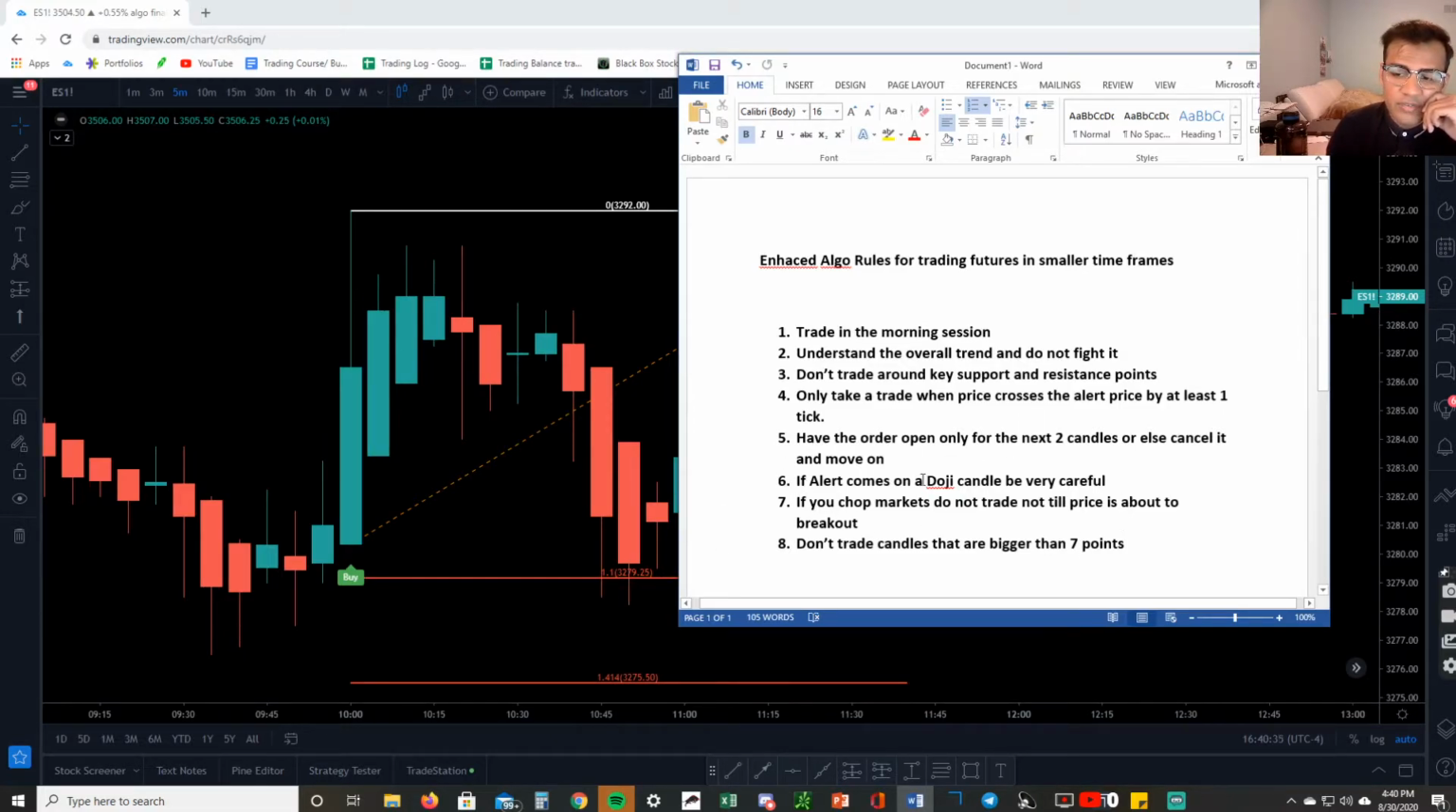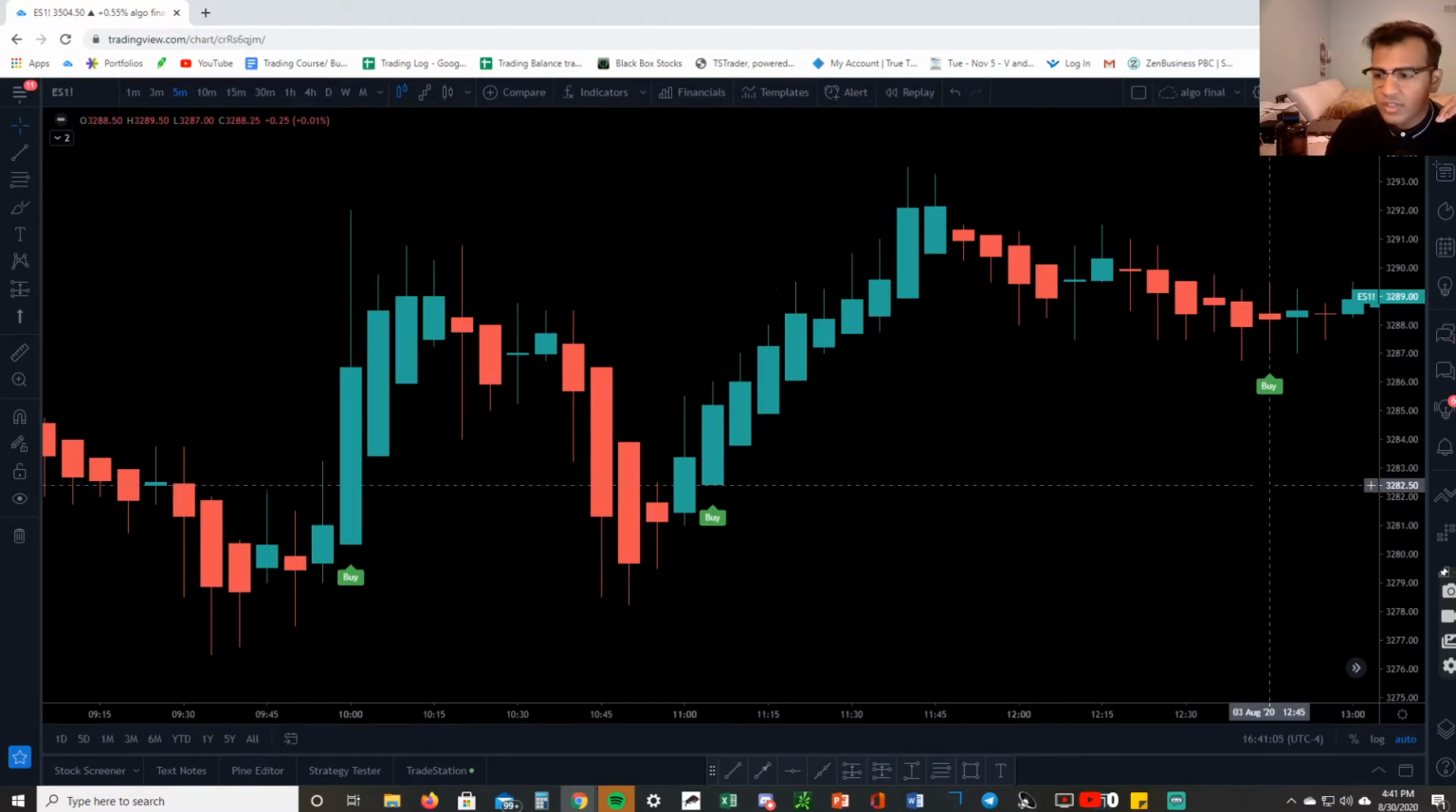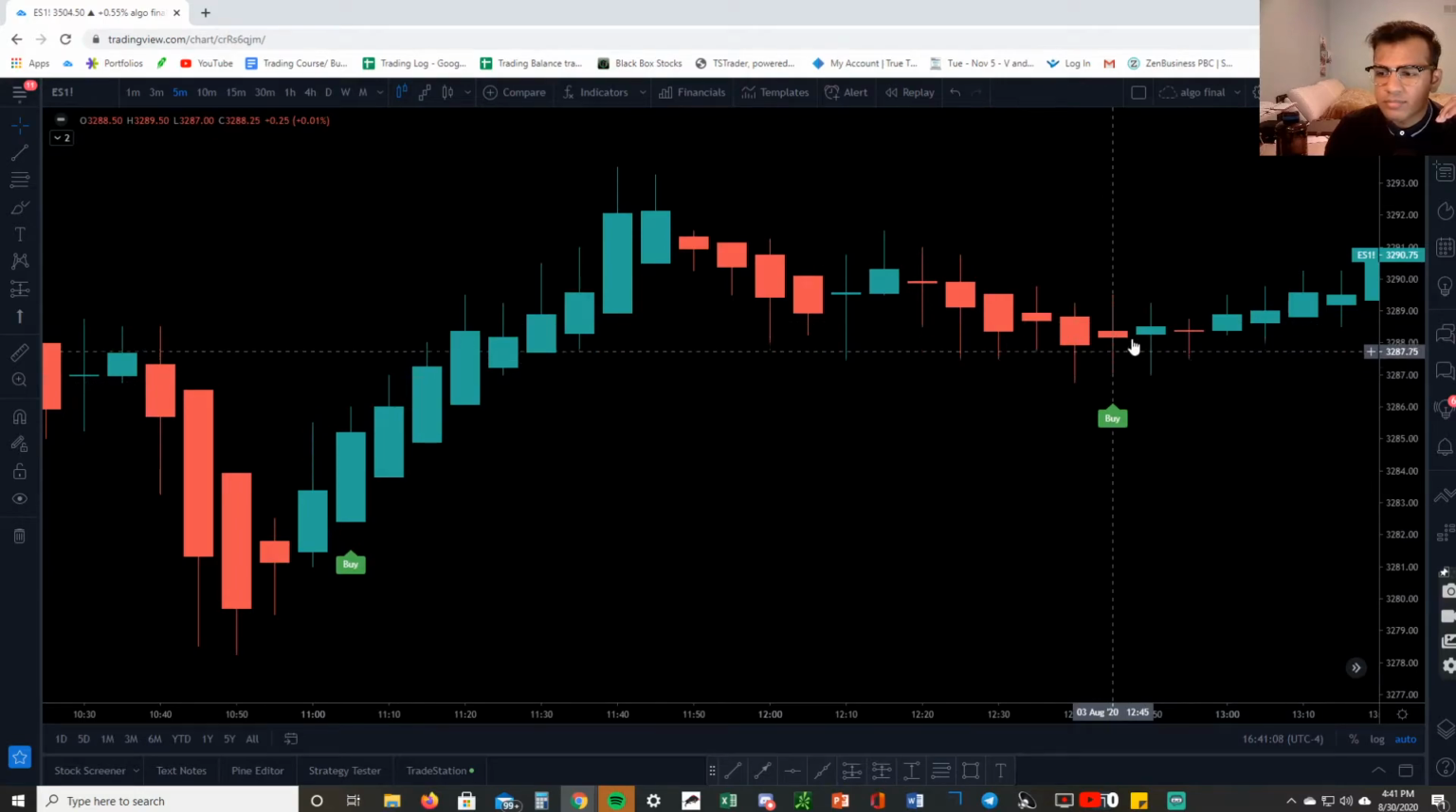And then if an alert ever comes up on a doji candle, be very careful, guys. We all know what doji candles are, right? Doji candles are essentially candles that show you an unbiased opinion on how the market wants to move forward. It means that buyers are in control and so are sellers. That's why they can't make a proper candle to decide if they want to push high or push down. And that's when uncertainty kicks in. So for example, let me just remove this, right here, doji candle.